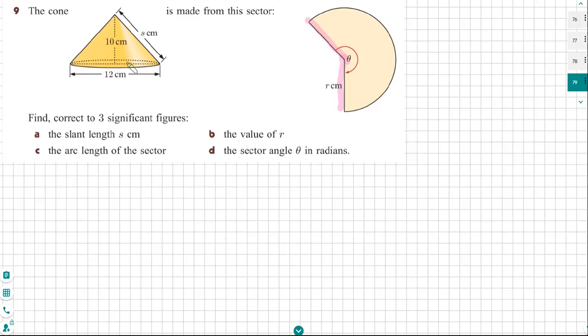So we can say, because when you join these lines, this must be the circumference of the base, right? So this is actually 12. Got it? Yeah. And what about these lengths? This must be the S, the slant height of the cone, right?